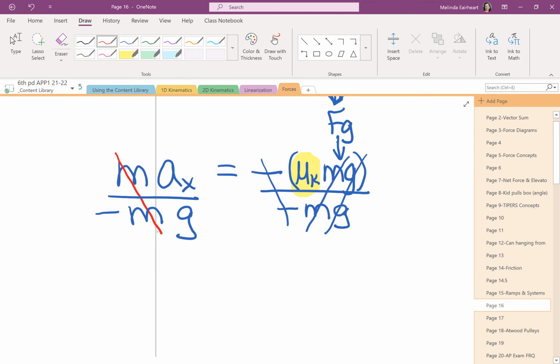Good deal? And so if you read a problem and they don't give you mass and you think, oh, I need mass, hold on to the M. Keep it in variable form as long as you can. Mass should cancel out.